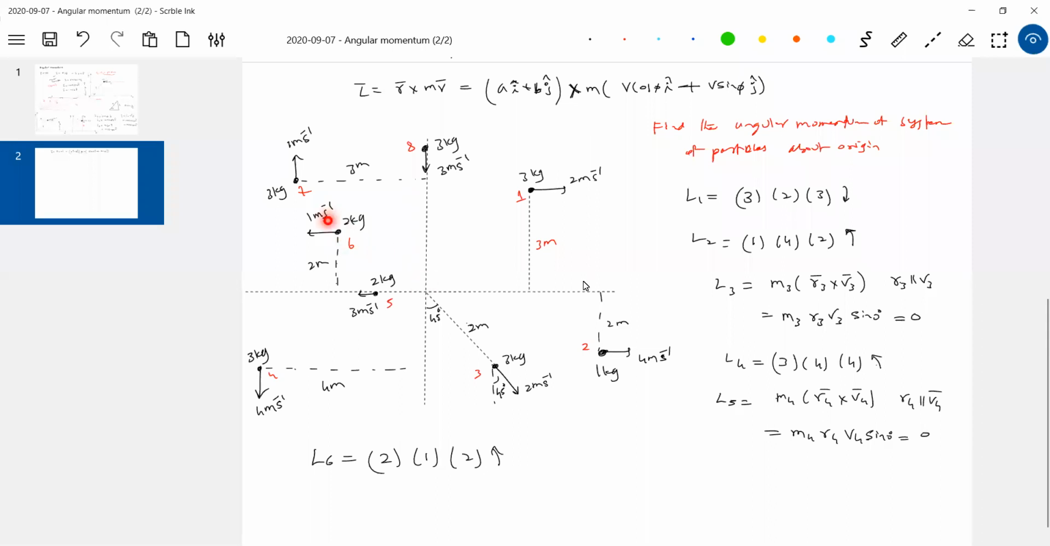So this is R bar. How do you measure angle from R bar to V bar? Anti-clockwise. When you measure angle, curl your fingers, rotate your fingers, then the thumb will be out of the plane. So the result should be out of the plane. This is the sense of rotation. And then this will be L7, 3 kg.